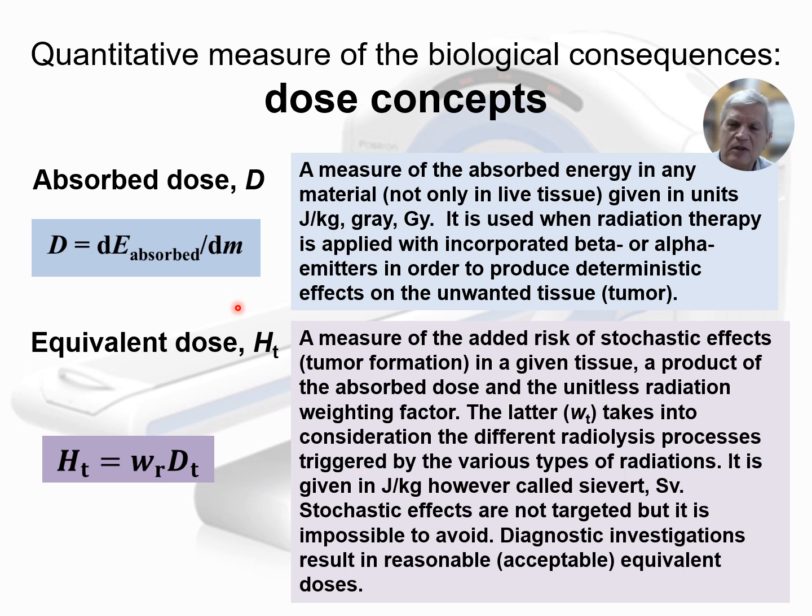So you have to be able to describe this difference, and to describe this difference, they introduced the so-called radiation weighting factors, which are multiplied with the absorbed dose, and then you get the so-called equivalent dose. This is a measure of the added risk of stochastic effects, tumor formation in a given tissue, a product of the absorbed dose and the unitless radiation weighting factor. As I said, this radiation weighting factor takes into account the differences between the different radiations, alpha or beta or gamma radiation.